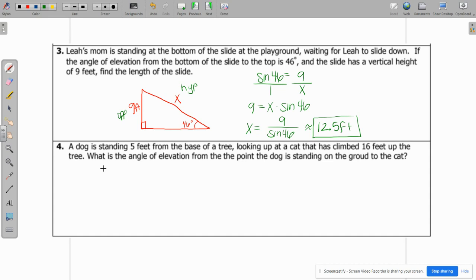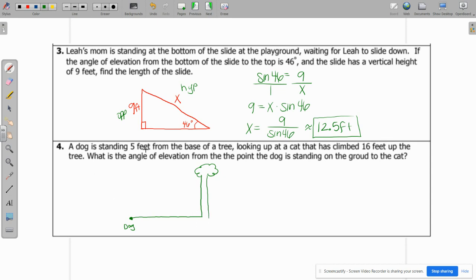I'm going to challenge you to try the next one, see if you can figure out the setup of your picture. So a dog is standing 5 feet from the base of a tree. So if you're not very artistic, you can do things like this. Dog, right? This point represents the dog. And maybe your tree, you don't really want to draw a tree, but you could say, okay, here's the ground and here's your tree. Or if you want to get fancy, you can make it look like a tree. It's up to you how fancy you want to make it.